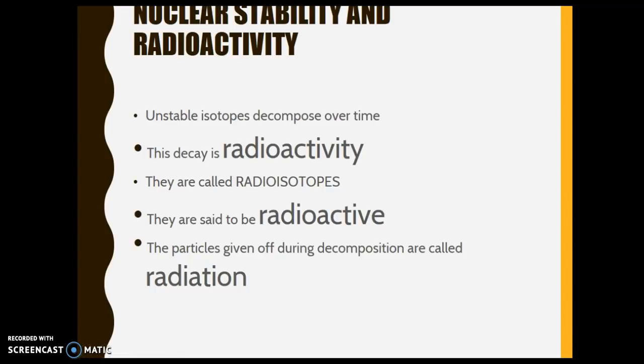Lastly, the particles that are given off during that decomposition, when those isotopes break down, they decompose and they produce particles. Those particles are called radiation. Now, this is probably something you've heard of, especially if you've had any members of your family or friends that have gone through cancer treatments. Cancer treatment is usually a combination of chemotherapy coupled with radiation. And so what happens is the patient would go under a tool that would produce radiation, and that radiation hits their skin, kills off those cancer cells.